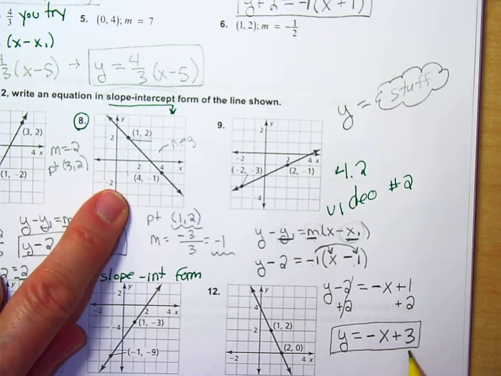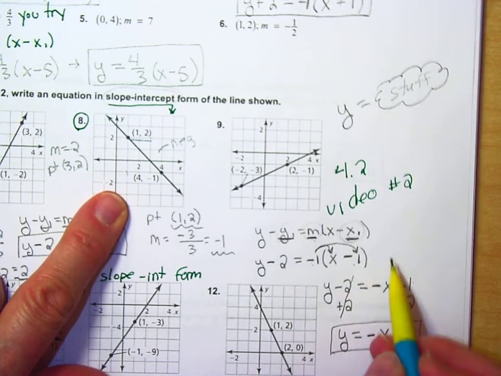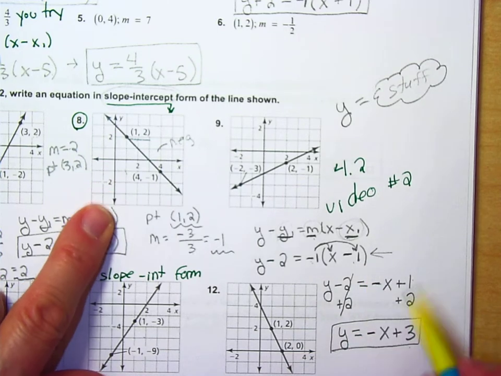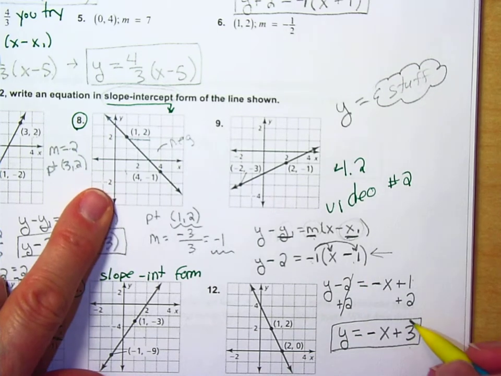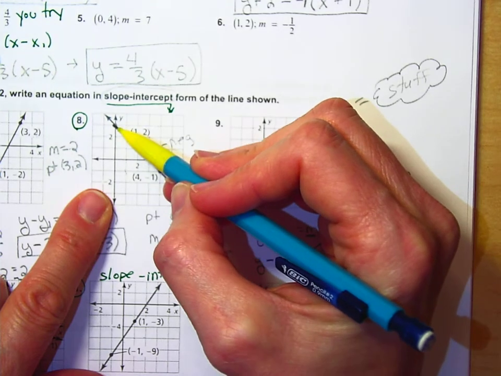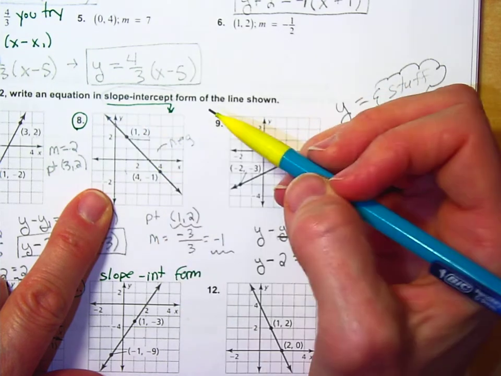For number 8 in point slope form. This is the equation in slope intercept form. And I want to point something out. See this 3? Remember, in slope intercept form, that's the y-intercept, and if you look at this graph, there's the y-intercept right at y equals 3.